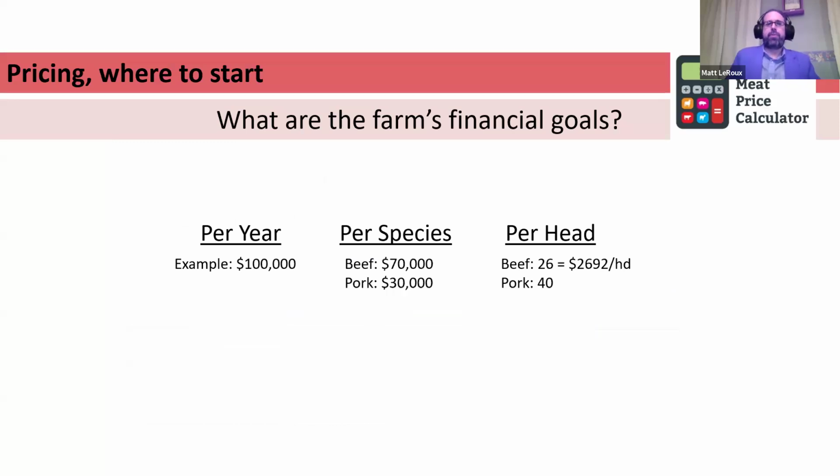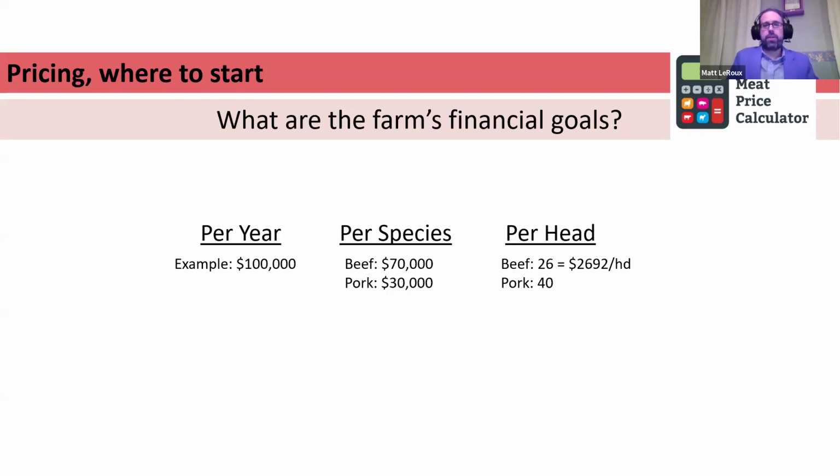So when we talk about pricing, and we're stepping in now to how we use the meat price calculator, the first thing is to really think about the farm's financial goals. And in fact, the meat price calculator doesn't tell you what will be profitable. It tells you if the prices that you're using are meeting your goals. So you get to state what your goals are and the level of profit that you're seeking.